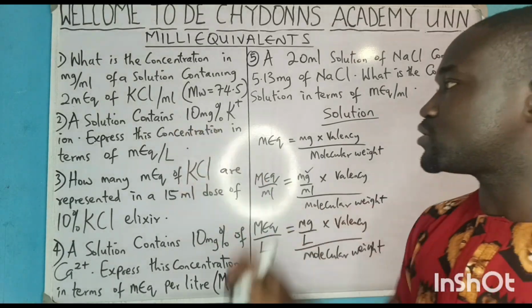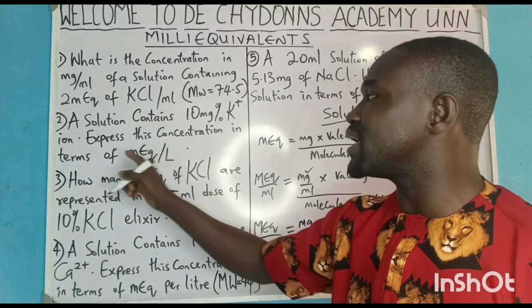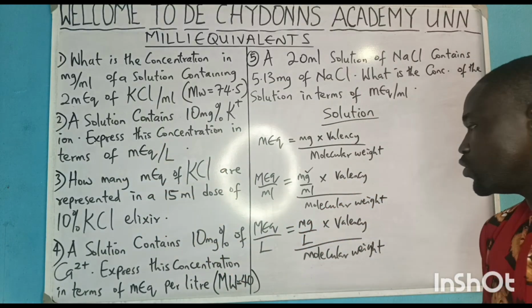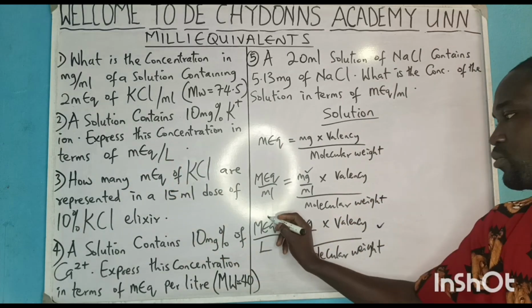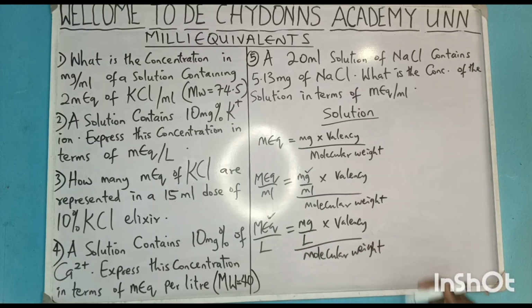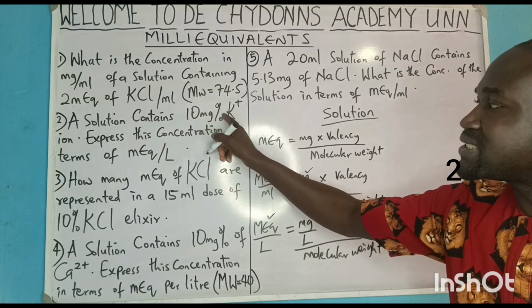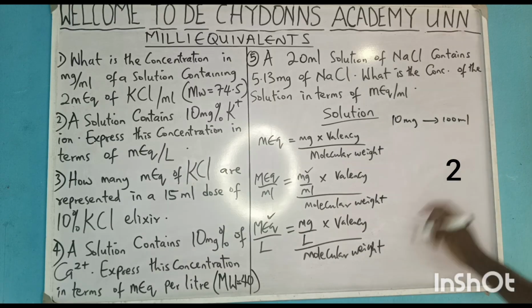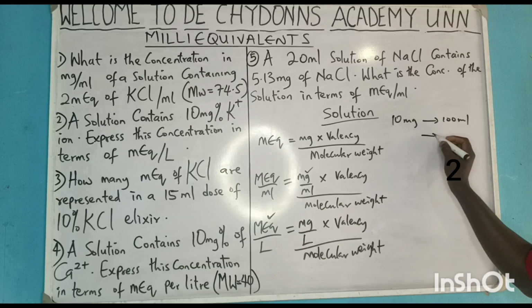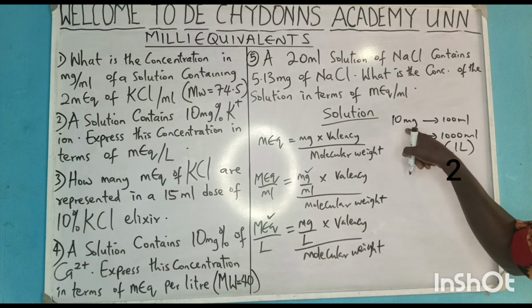Now, to answer question number 2: a solution contains 10 mg% potassium ion. Express this concentration in terms of milliequivalent per liter. Since they are asking me to get milliequivalent per liter, I will use this formula. That means the milligram I am seeing here will be milligram per liter. But what does 10 milligram percent mean? It means 10 milligram in 100 mil, because percent means 100. So I will now say in 1000 mil, which is equal to 1 liter, so that it will be milligram per liter.